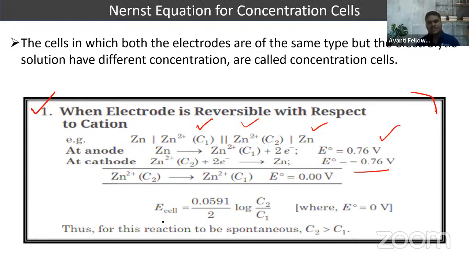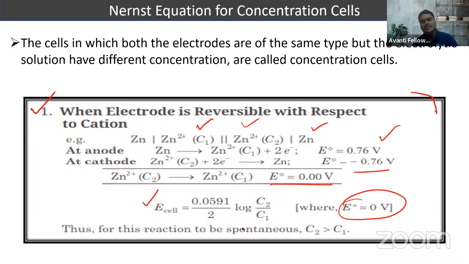So the overall reaction becomes Zn plus 2 to Zn plus 2, and the EMF E naught is equal to 0. Standard reduction potential is 0 because two same electrodes are used. Whenever two same electrodes are used, the electrode potential is always 0. So what is the E cell? E cell of this concentration cell is equal to 0.0591 upon 2, log C2 by C1, where E naught value is 0. So always remember, in a concentration cell, the standard reduction potential value is always 0.